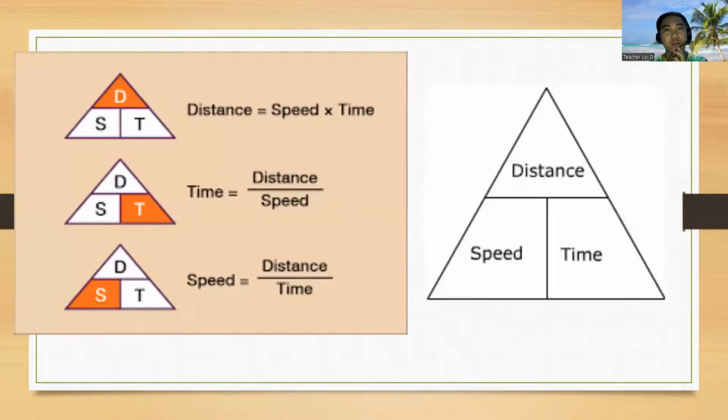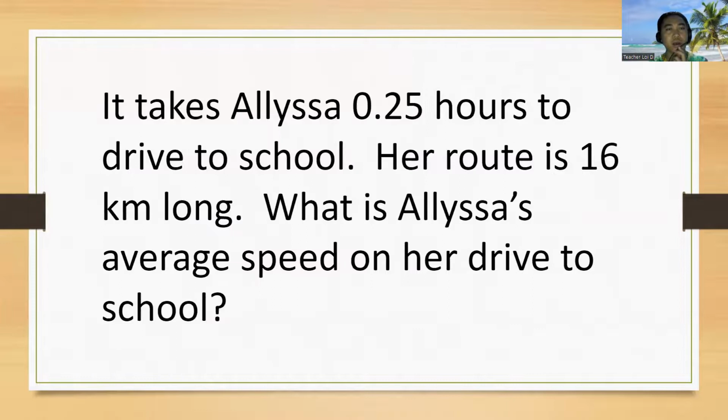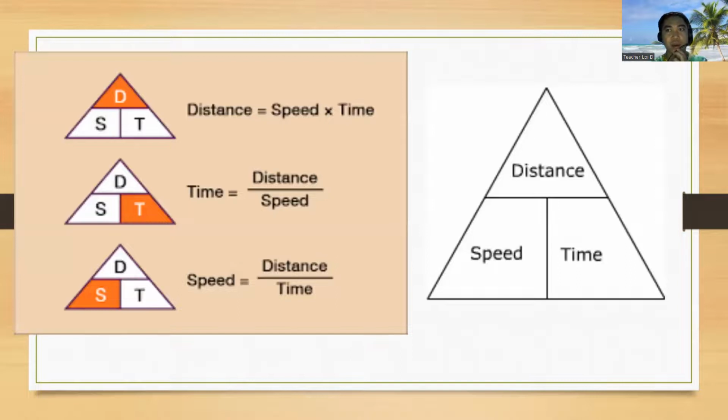Okay, use this formula. Okay, next is it takes Eliza 0.25 hours to drive to school. Her route is 16 kilometers long. What is Eliza's average speed on her drive to school? Okay, pause, then use this formula.